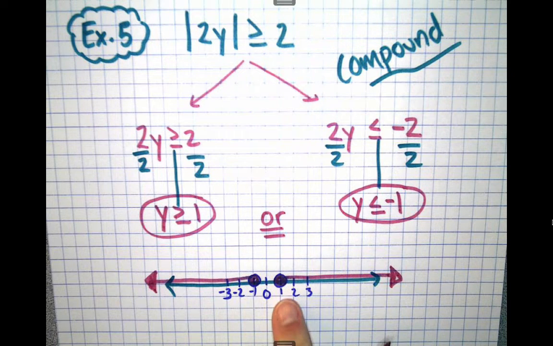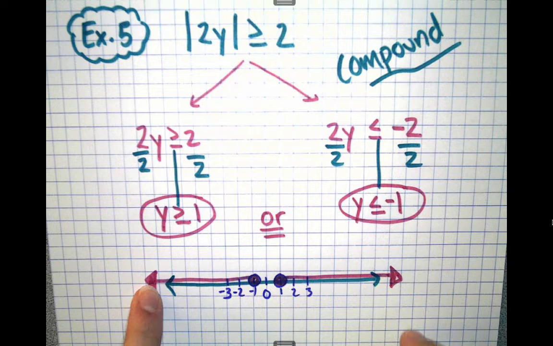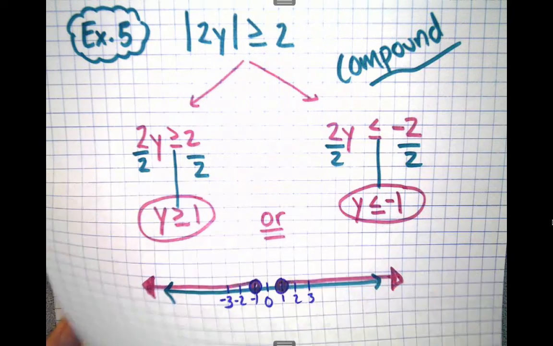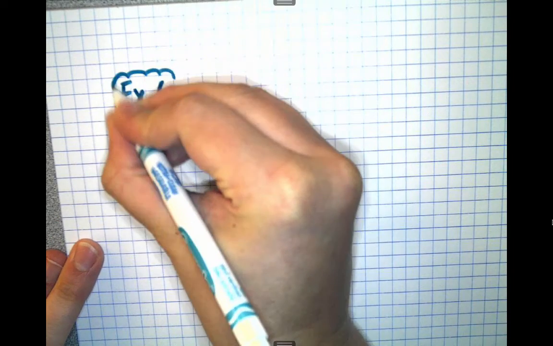It's either greater than or equal to 1, or it's less than or equal to negative 1. And there's our solution. Totally a compound inequality, just kind of disguised as an absolute value problem, basically. So let's give one more of these a shot for this video. I just want to make sure you guys feel very comfortable with how to do these. So we're going to do an example 6. This will be our last example for the video today.